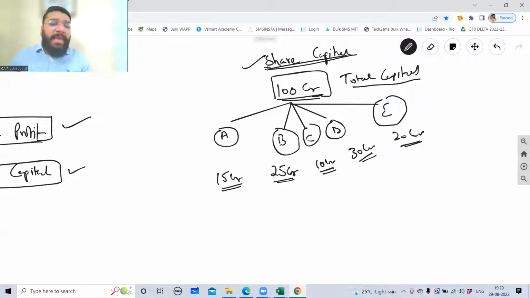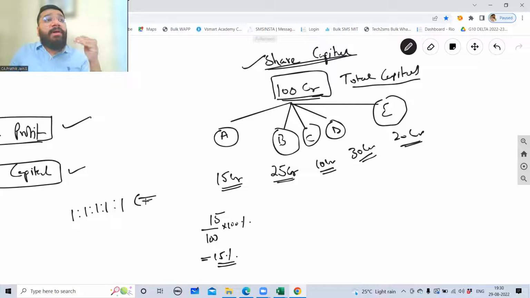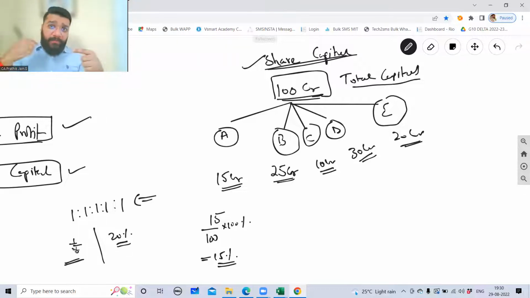So here, if I ask A, what is your share of profit in this particular company? Then A would say 15 crore upon 100 crore into 100. 15% is my share of profit. In partnership, we discuss in terms of fraction. Let's suppose there are 5 partners, 1:1:1:1:1. In terms of fraction, it is 1/5, 1/5, 1/5, 1/5, 1/5. Correct? If I have to ask in terms of percentage, it'll be how much? 20%. So in partnership, we used to classify both in fraction and in percentage.